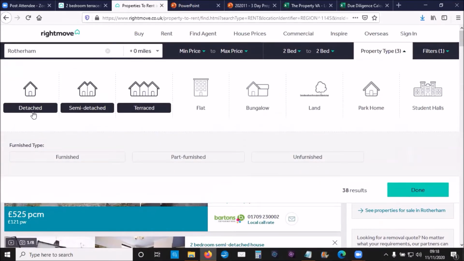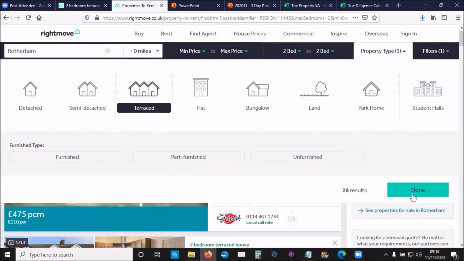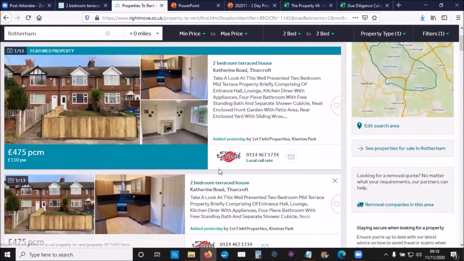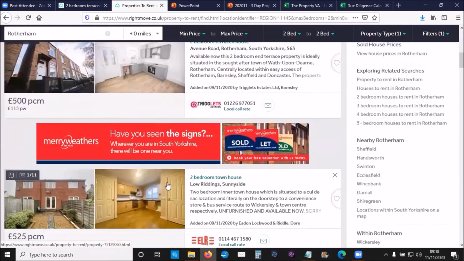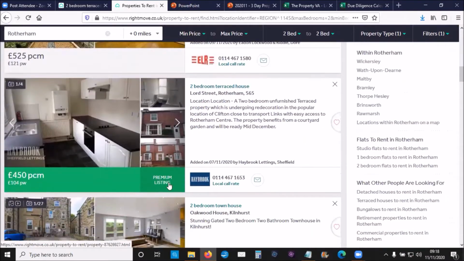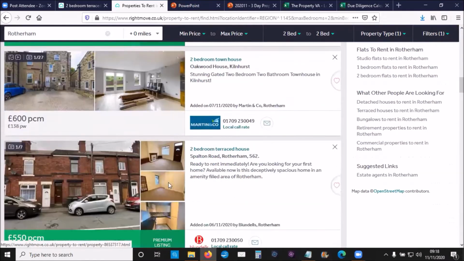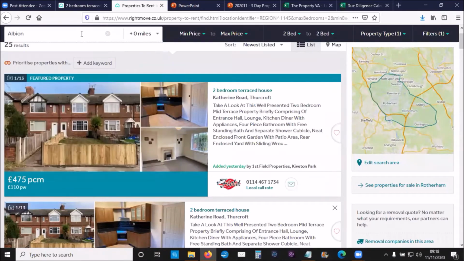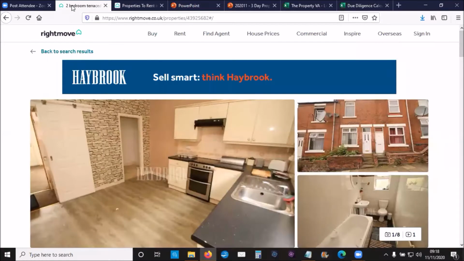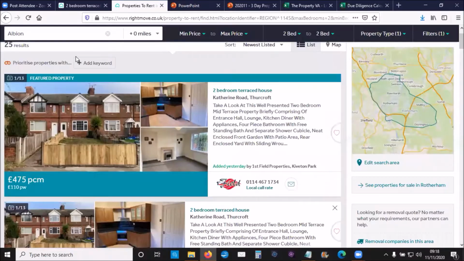If I select only terrace property so that we do a more definite like for like comparison and press done. 475, 475, 500, 525, 450, 600. I am gonna say, if I type in Albion, what was it again? Albion Road.